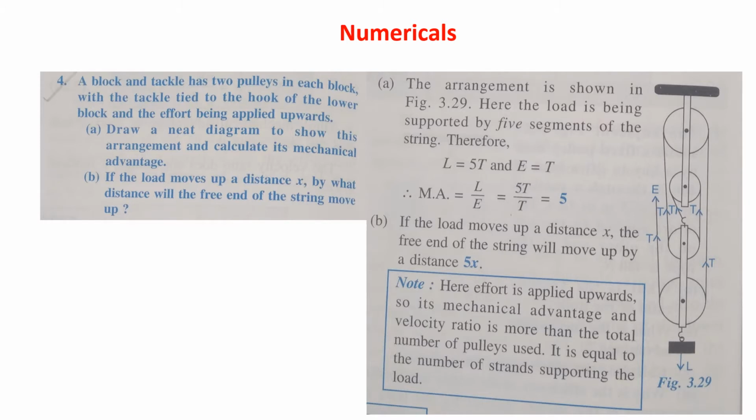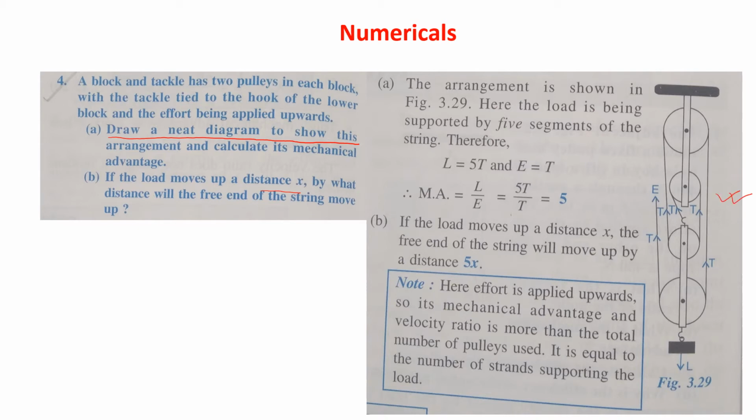A block and tackle has 2 pulleys in each block. That means 4 pulleys together, 2 blocks, 2 to each, with the tackle tied to the hook of the lower block and the effort being applied upwards. Number 8, draw a neat diagram. I told you that the drawing is coming, to show this arrangement and calculate the mechanical advantage. And B, if the load moves up a distance x, by what distance will the free end of the string move up? Now see here, the arrangement is shown here.